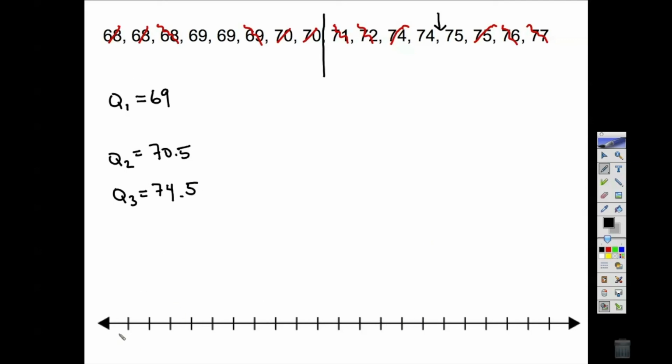The lowest number is 68. Let's see if I go by halves, I have enough to go around. And I do. 68 is the lowest, 77 is my max. So those are the numbers that I need. 68 is the minimum, 77 is the maximum, and then here are our 3 other important numbers. So 68 starts here, and 77 ends here.